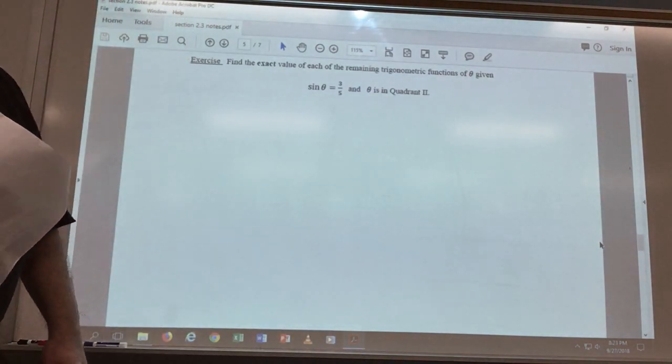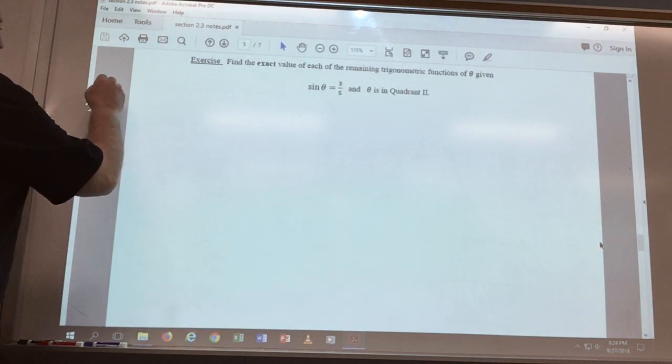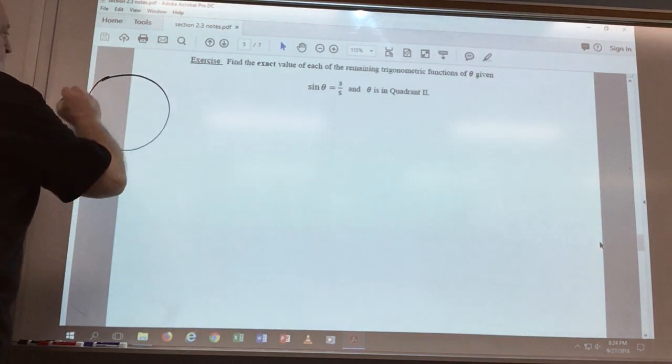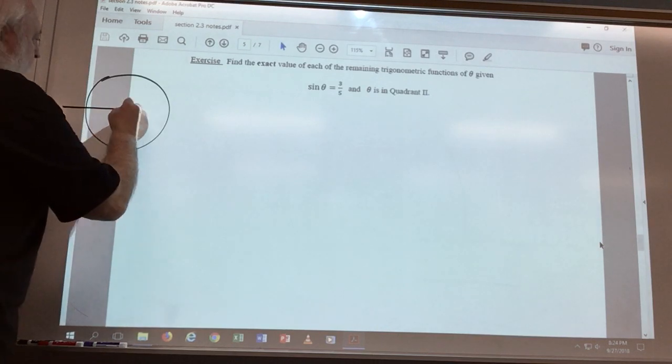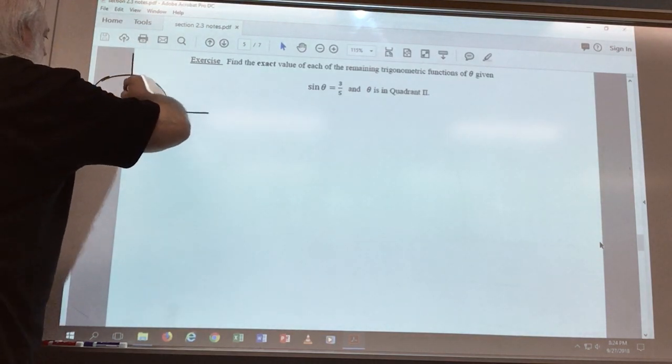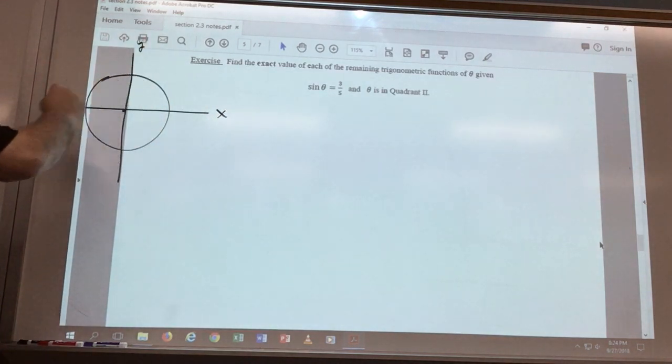and that the angle theta lies in quadrant 2. So let's draw that picture. And when I draw the unit circle in the coordinate plane, it's easier for me to draw the circle first and then add the x and y axis through the center of the circle. Here's the x-axis, here's the y-axis, and then this is the unit circle. Right? It has a radius of 1 unit.